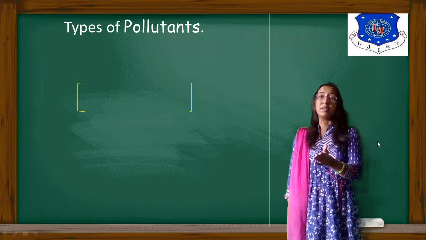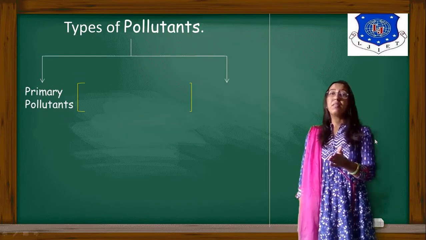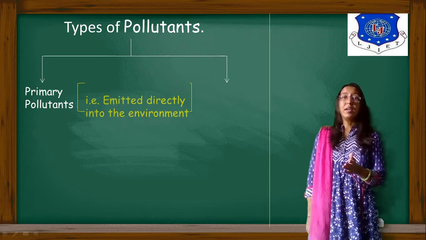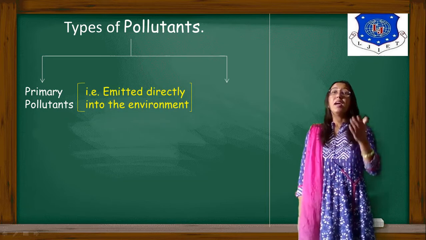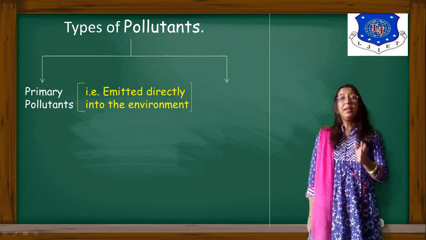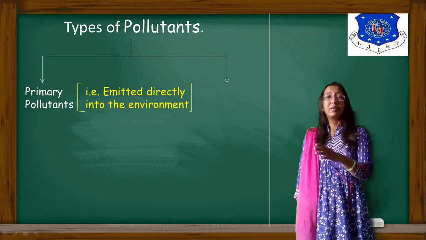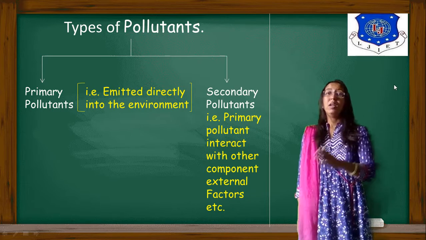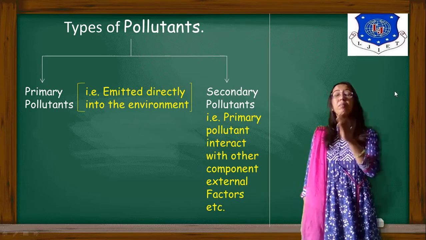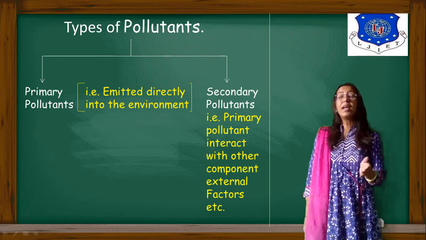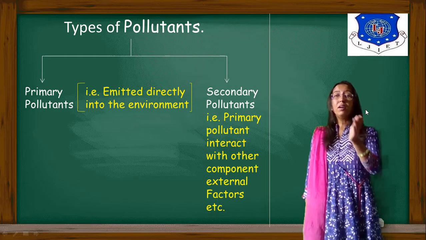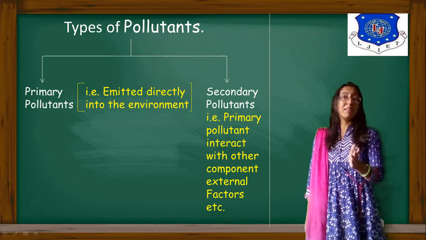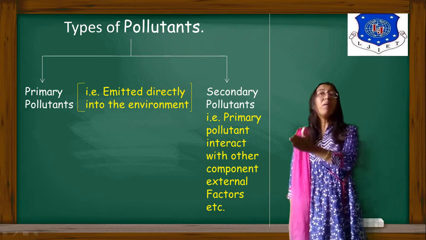Types of pollutants. Number one, primary pollutants. Primary pollutants are emitted directly into the environment. Next is secondary pollutants. That is, the primary pollutants interact with other components or external factors. So these are secondary pollutants.